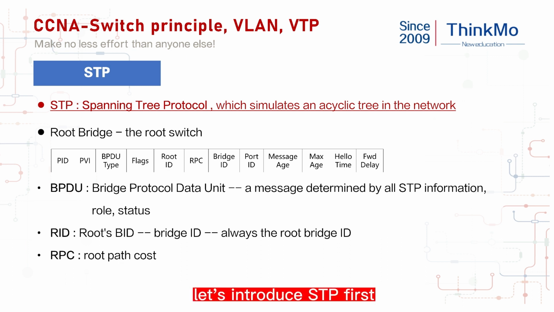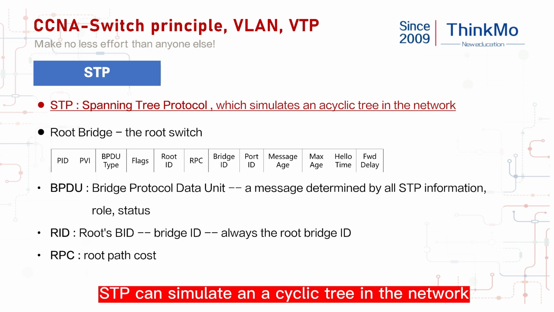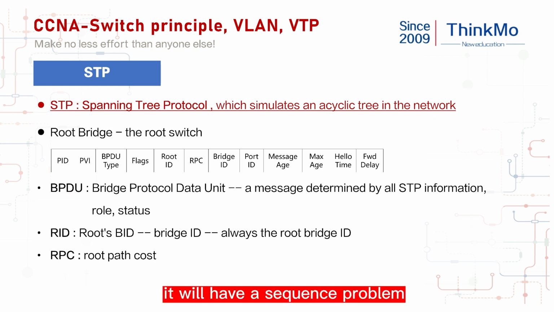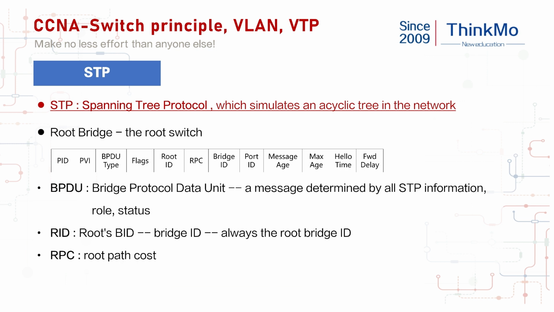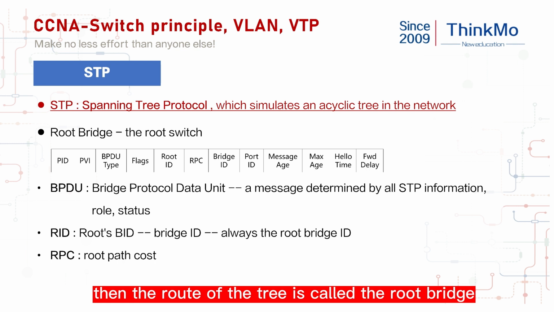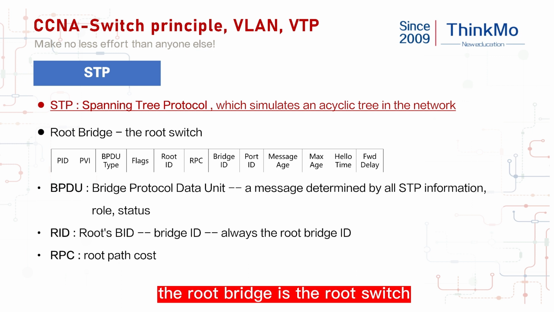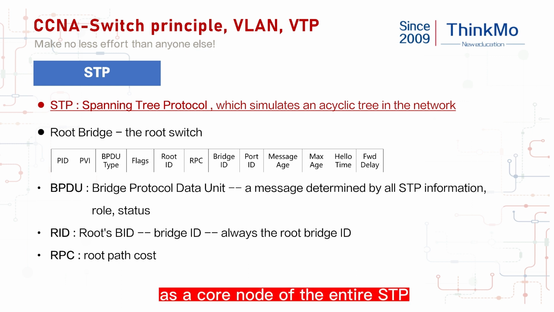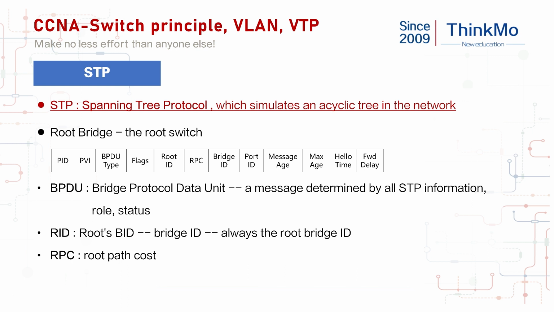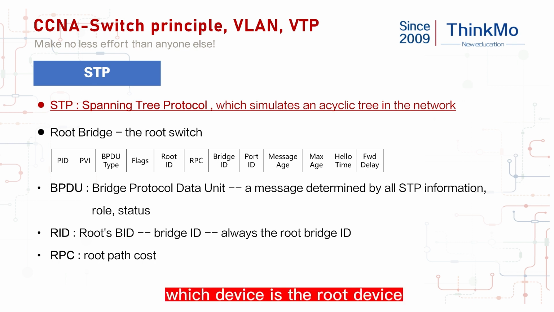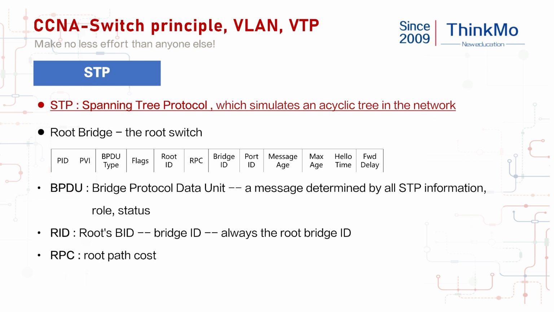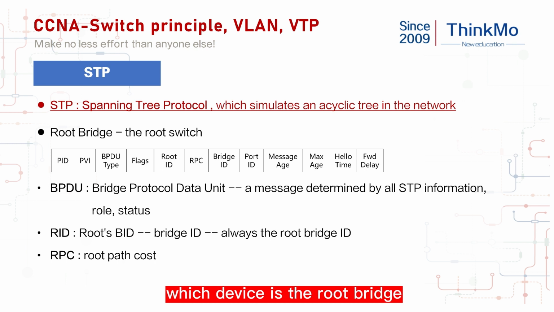Let's introduce STP first. STP can simulate an acyclic tree in the network. It will have a sequence problem. A tree must first have a root. The root of the tree is called the root bridge in STP. Bridge means switch. The root bridge is the root switch, the core node of the entire STP. In an environment, which device is the root device? Which device is the root bridge?